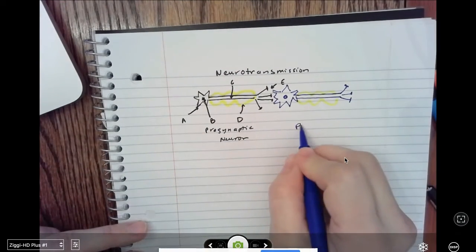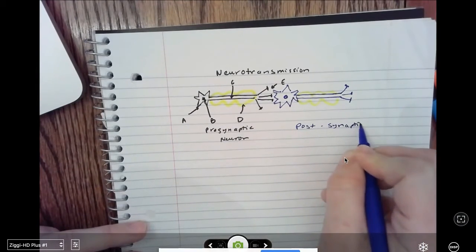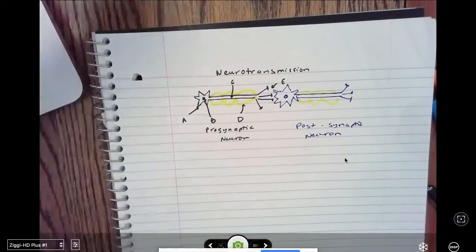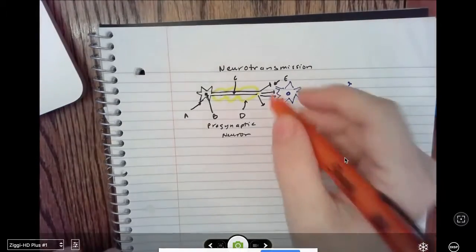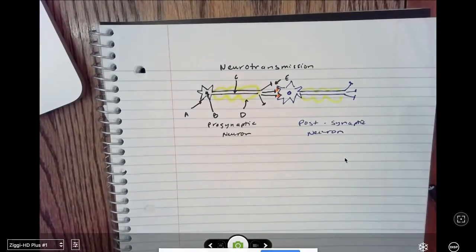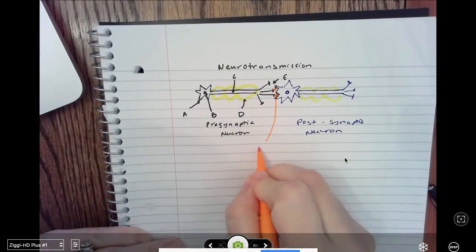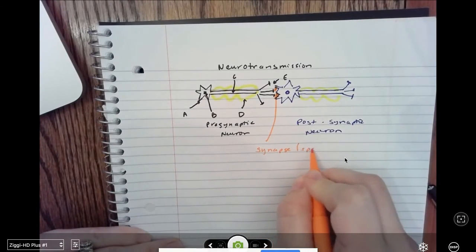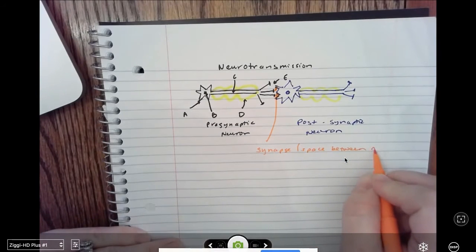So this is going to be called your postsynaptic neuron. And the gap in between neurons is called the synapse. Sometimes you'll hear synaptic cleft. Okay, so that space right there is significant. This is going to be called your synapse, which is just your space between neurons.